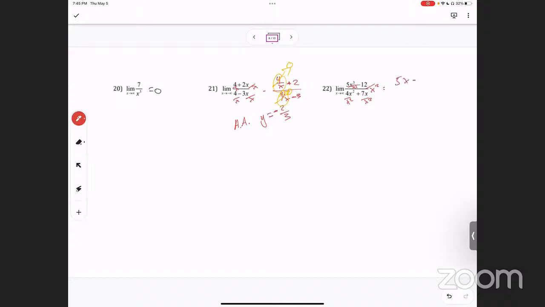Yeah, so that's 5x minus 12 over x squared, all divided by 4 plus 7 over x. And so these things all go to 0. So you've got 5x over 4. And what happens to this as x gets bigger? It goes positive. So I think you just look at the leading coefficients essentially, is what they might teach you to do.